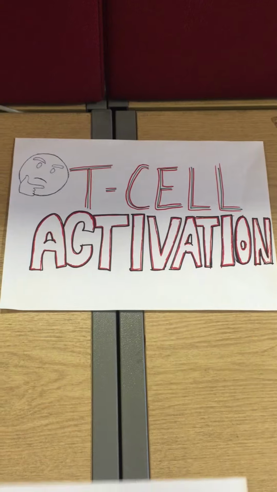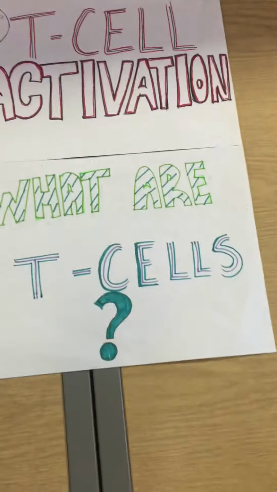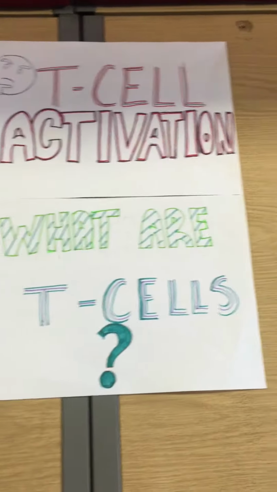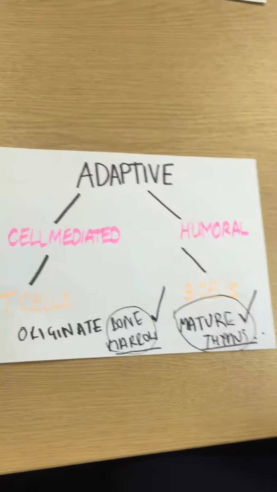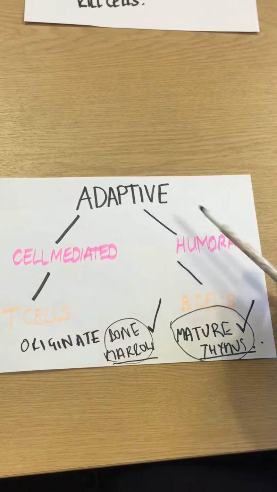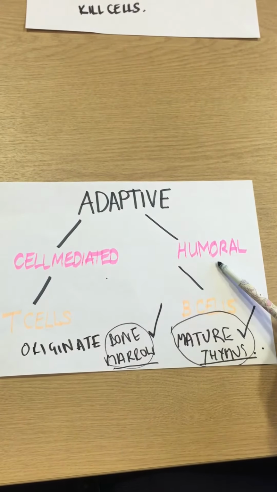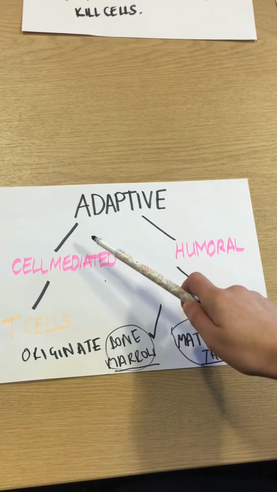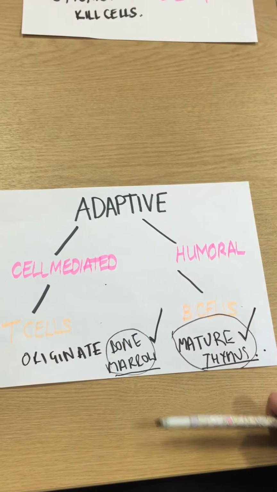Hi, today we'll be talking about the activation of T cells. So what are T cells? T cells are a type of white blood cell that are of key importance to the immune system and a part of the adaptive immunity, in which there are two responses: humoral immunity mediated by B lymphocytes and cell-mediated immunity mediated by T lymphocytes, which we will be talking about.